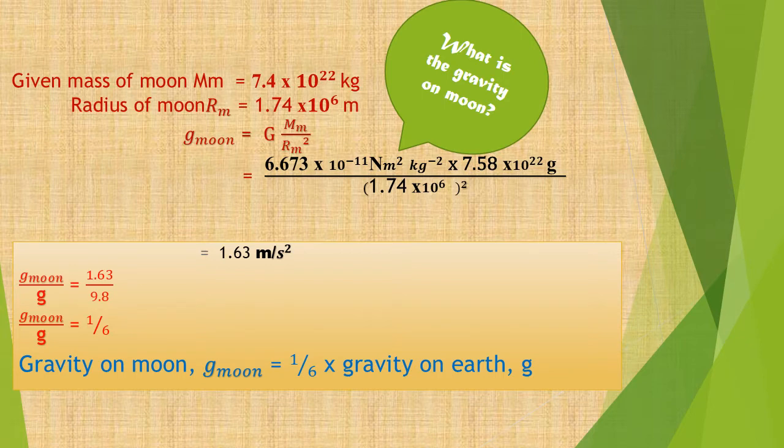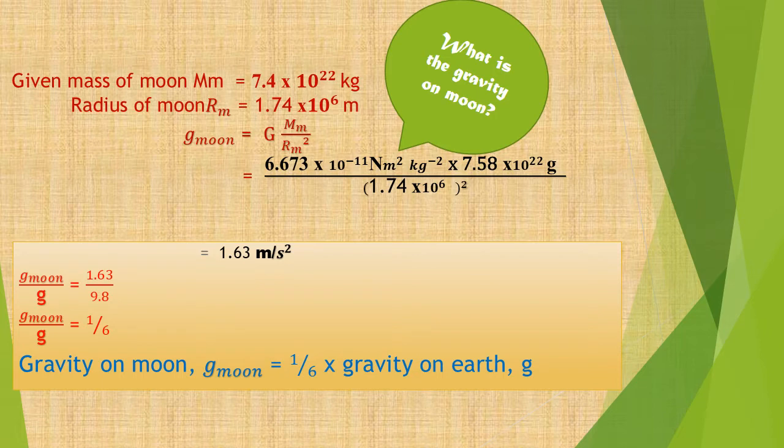To calculate the gravity on moon, we have to know the mass of the moon and the radius of the moon. Let us calculate. Mass of the moon Mm is 7.4 into 10 raised to 22 kilogram. Radius of moon Rm is equal to 1.74 into 10 raised to 6 meter. The value of capital G we know. So when we substitute these values, we get the approximate value of g, that is acceleration due to gravity on moon, as 1.63 meter per second square.